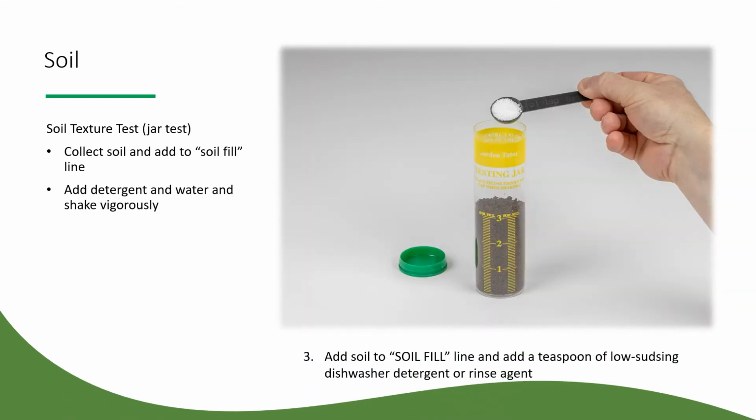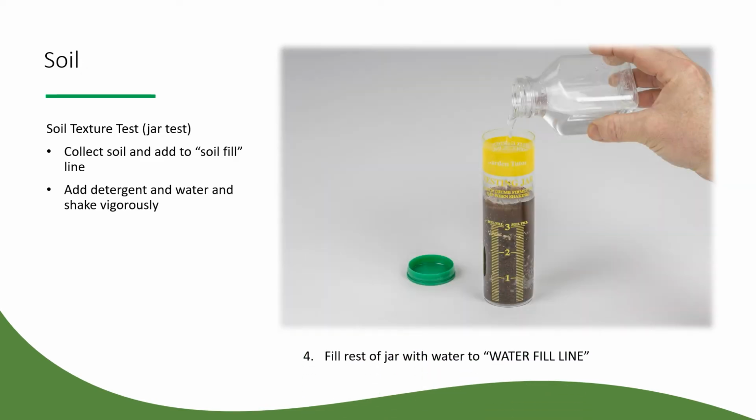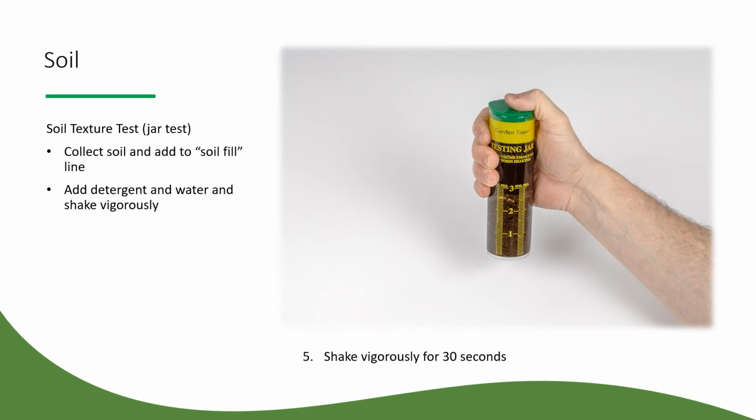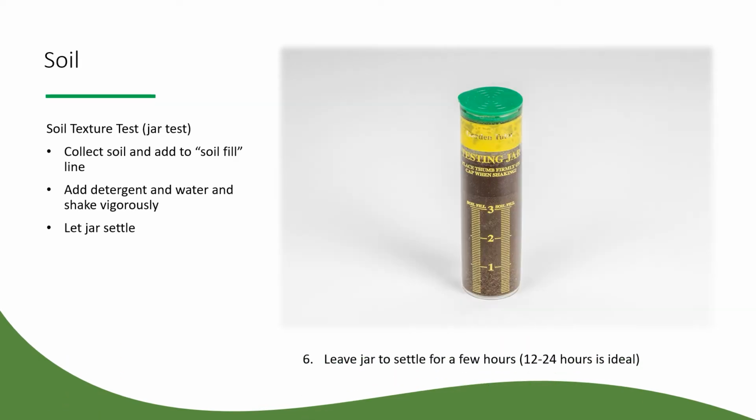Add a teaspoon of low-sudsing dishwasher detergent or a rinse agent to the jar, and fill the jar with water. Cap the jar and shake the mixture vigorously for 30 seconds. Set the jar down on a level surface. Leave the jar to settle for a minimum of a few hours undisturbed. 24 hours is ideal. This will give the soil a chance to settle.